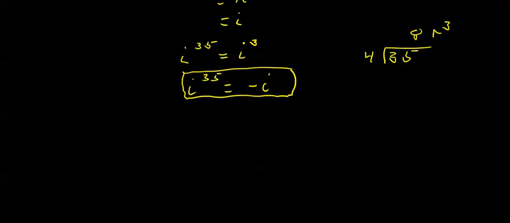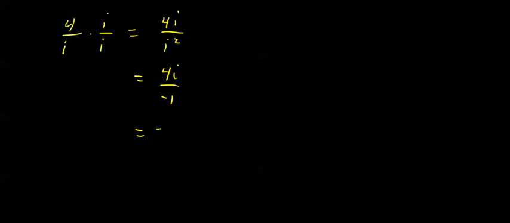Nothing more than that. All right, let's get to some division, or rationalizing. We are not allowed to leave i in the denominator. So if I have 4 over i, I can't have i in the denominator. The way I get rid of it is by multiplying numerator and denominator by i. Why i? Because i times i is i squared. And i squared is -1, and 4i divided by -1 is -4i. I got rid of the i in the denominator.